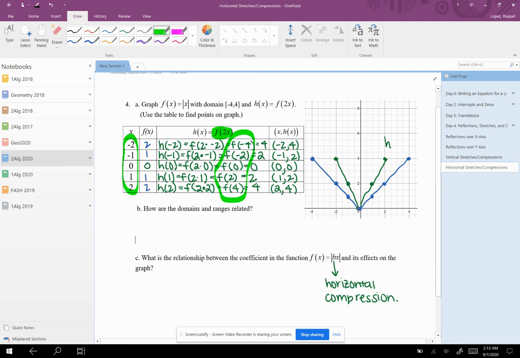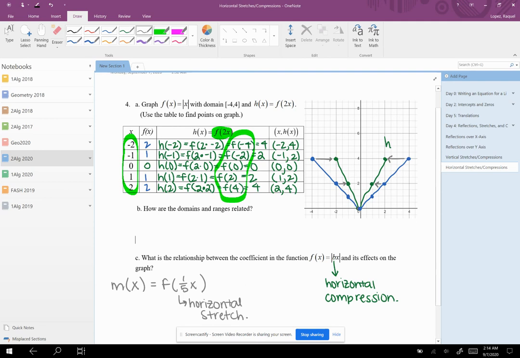Because it's a whole number greater than 1, I feel like a lot of us would think that it's a stretch, but it's actually a compression. So this point got compressed inward, this point got compressed inward, and same on the other side. That point got compressed inward, and this point got compressed inward. Now, if we had something like m of x equals f of 1/5 of x, this would then be a horizontal stretch.